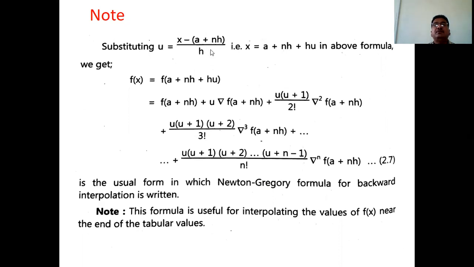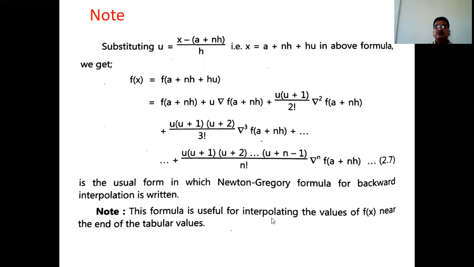In the forward interpolation formula, what is u? u is x minus a by h, that is, x minus the first point divided by h. So here it is x minus the last point divided by h. So this is the Newton backward interpolation formula for our purposes in the examples.